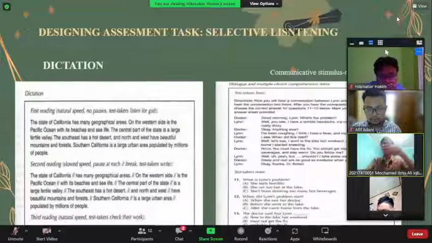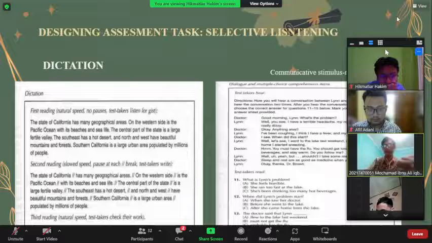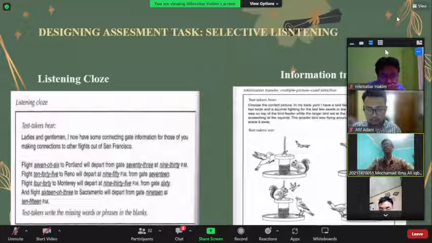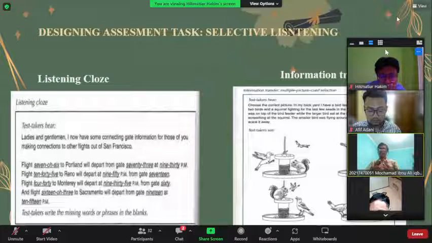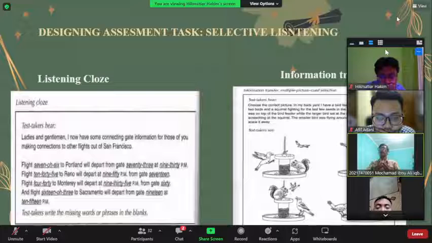Next, information transfer. Back, rewind. Okay, information transfer. Information transfer is a technique in which orally processed information must be transferred to visual representations, such as labeling a diagram, identifying an element in a picture, completing a form, or showing routes on a map. Those are examples of designing information transfer.